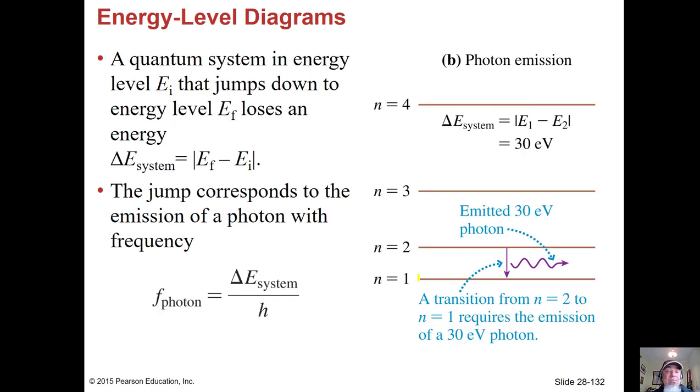It works in reverse as well. So this is the magnitude of the difference in energy. So where you end up minus where you began. So you ended up at 1, which was 10. You started at 2, which was 40. The difference is 30. So that's the energy of the photon that's emitted. And we also know then you can calculate the frequency of the photon that's emitted. This just comes from what we did before. The frequency is the difference in energy divided by Planck's constant.